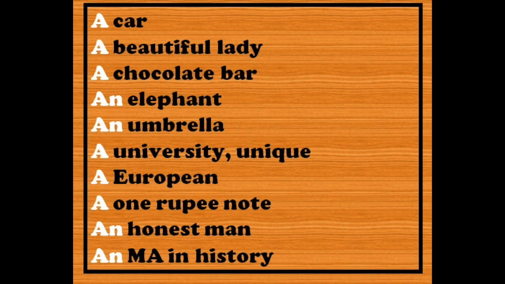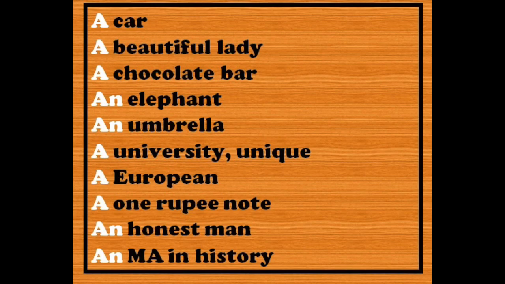Here we have other examples: a 1 rupee note, an honest man, and an MA in history. In the example "a 1 rupee note", the spelling is O. O is a vowel, but the sound is not "on" but "one". So "w" is a consonant sound. We should use "a" before a consonant sound. So we use "a".